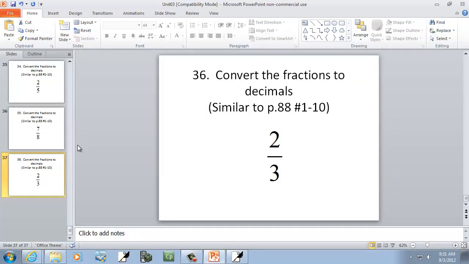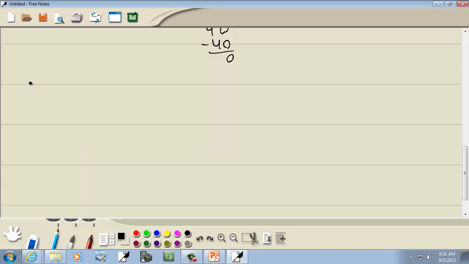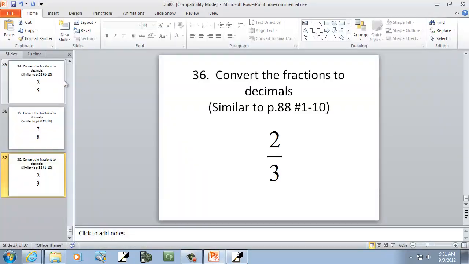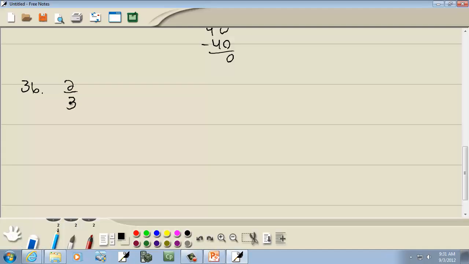One more. Got 2/3. Okay, so come over here. We'll do our division and put a decimal and put a 0. And our answer has the decimal point straight above it. 3 doesn't go into 2, but 3 does go into 20. It goes in 6 times. 6 times 3 is 18. Subtract that. 20 minus 18 gives us 2, and we have to add on another 0.